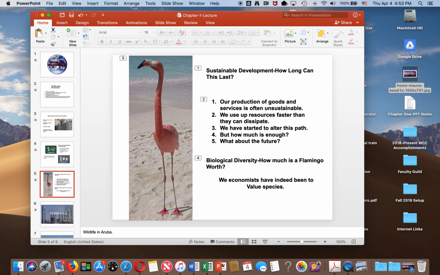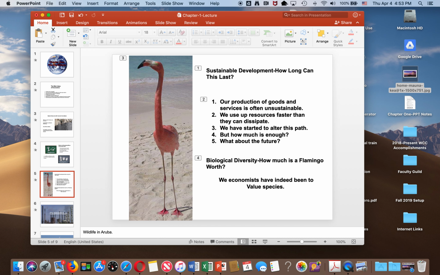Okay. Slide 5, we have 2 big ideas here. The first is that our production capability is unsustainable. We burn fossil fuels and use stocks of old growth forest and topsoil faster than those resources can replenish themselves. Even though we've begun to alter this path, how much is enough and what trade-offs must indeed be made? And how much is enough, and what about the future? And of course, we must remember that our production and consumption decisions have an impact upon future generations.